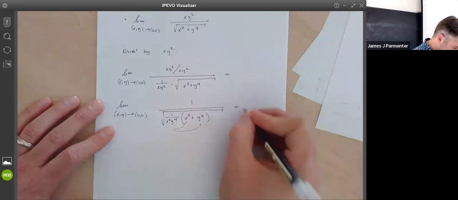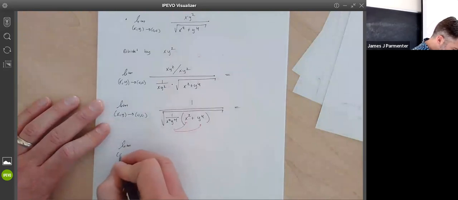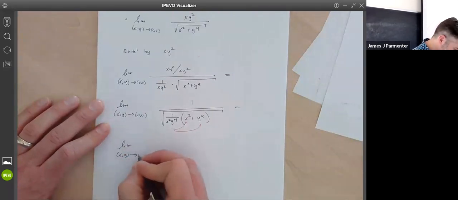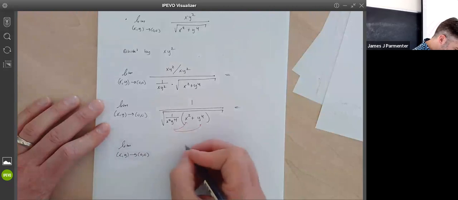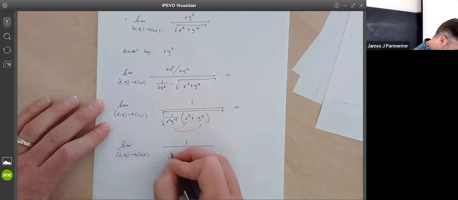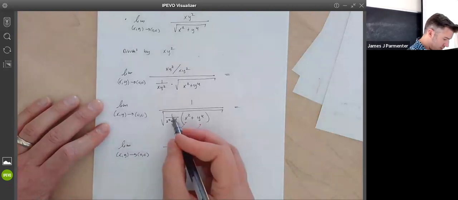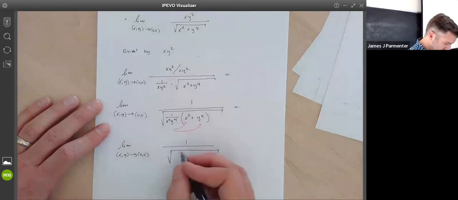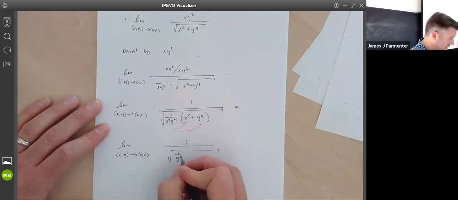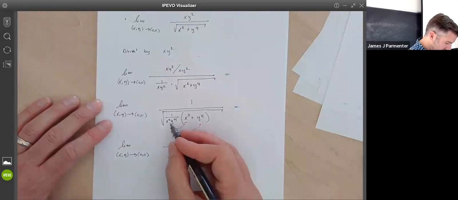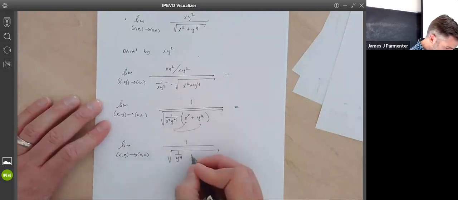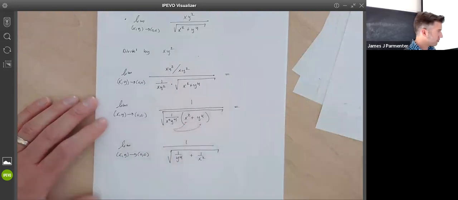So I have the limit as (x, y) goes to (0, 0) of 1 over the square root of, let's see. So 1 over x squared y to the 4th times x squared is going to give me 1 over y to the 4th. And 1 over x squared y to the 4th times y to the 4th is going to give me 1 over x squared.